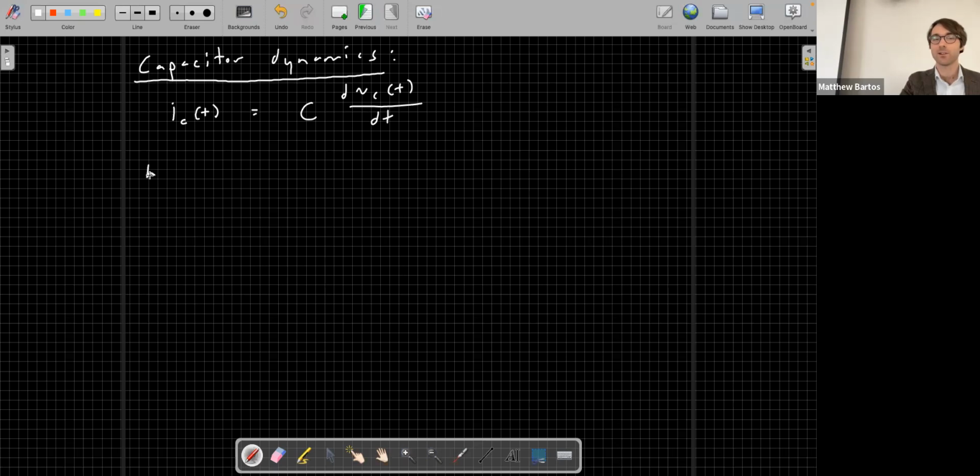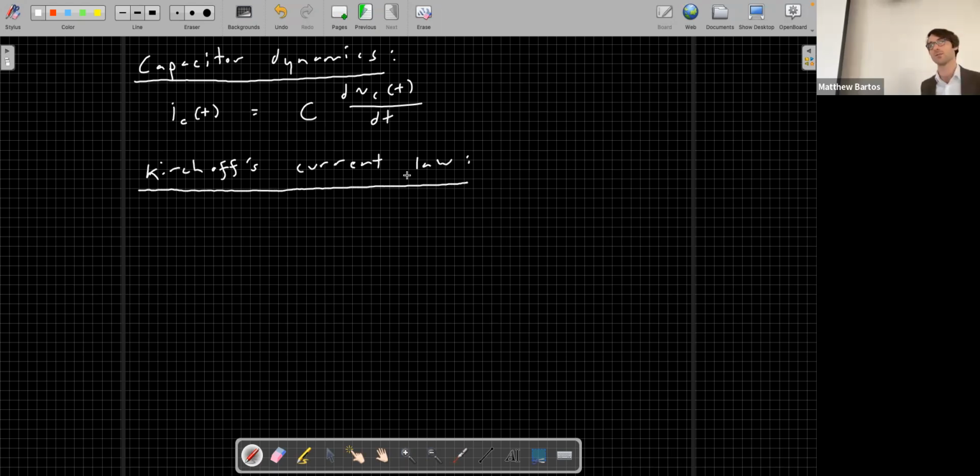Now we can apply Kirchhoff's current law. What does Kirchhoff's current law tell us about the relationship between the current through the capacitor and the current through the resistor? So they'll be the same, right? Because as we're going around the loop, the current through one element can't be less than or more than the current through another element. So we have that the current through the resistor is equal to the current through the capacitor.